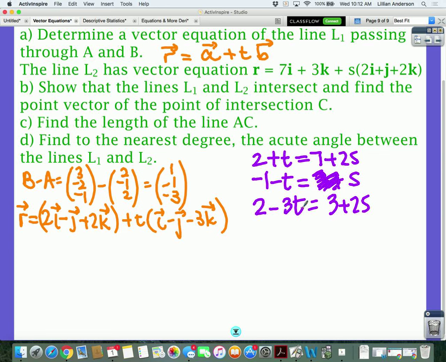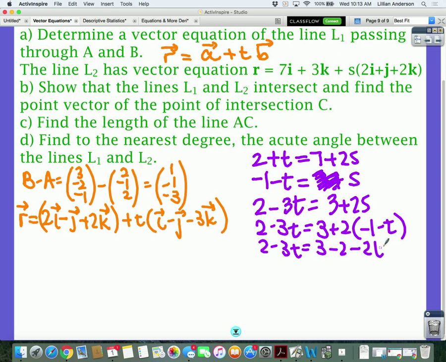So, I'm going to just use the bottom equation since I have the space there. And I'm basically going to solve for T. And T equals 1. When I plug that in, S equals -2.